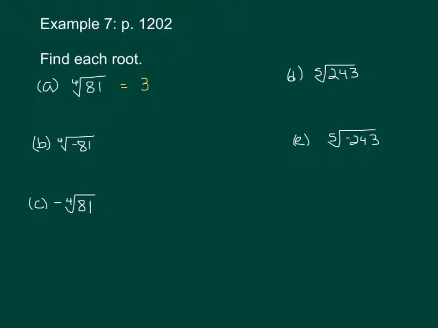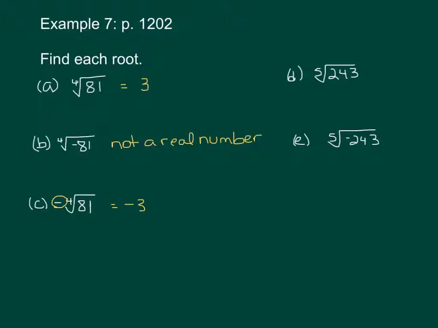The fourth root of negative 81. If I multiply a negative times a negative, that's going to give me a positive, times another negative gives me a negative, times another negative gives me a positive. So any even number of negatives is always going to give me a positive answer. Therefore, I will never get a negative under the fourth root. So b is not a real number. Okay, c, notice the negative on c is outside of the root, so I'm going to take the fourth root of 81, which is 3, and then I want the negative of that, which is negative 3.